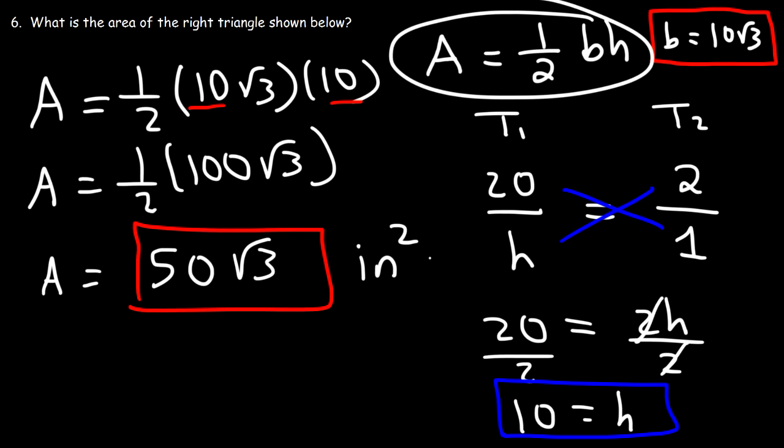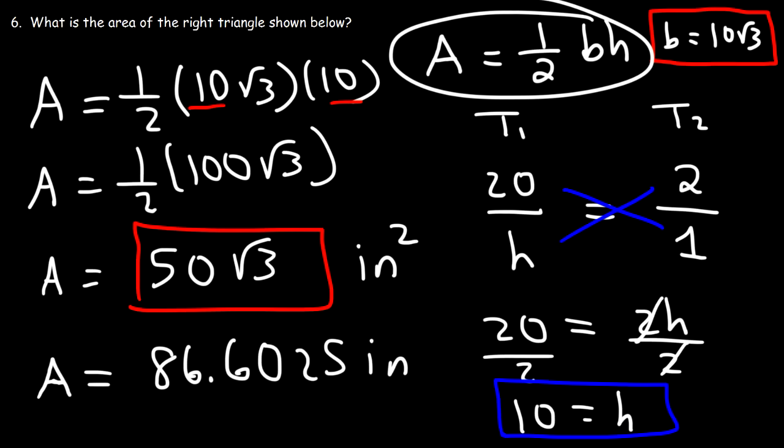Now we need to get the decimal value for this answer. So in your calculator, type in 50 multiplied by the square root of 3. And so the answer as a decimal is going to be 86.6025 square inches. And so that's the answer as a decimal. I guess you can round that as 86.60 if you want to.